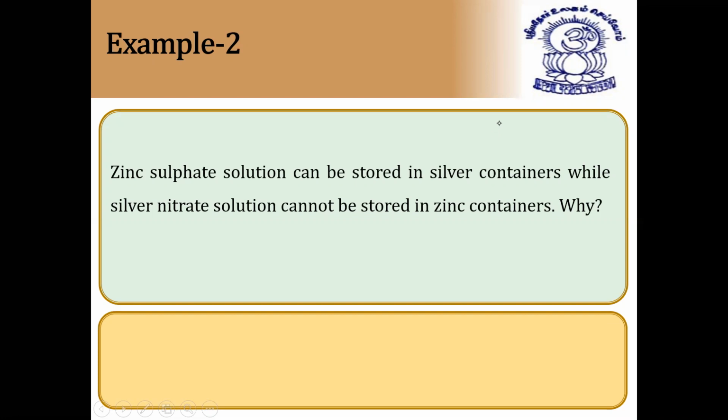Zinc sulfate solution can be stored in silver containers, while silver nitrate solution cannot be stored in zinc containers, because zinc can reduce silver nitrate to silver, but silver cannot reduce zinc sulfate to zinc. That's simple. Silver is below in the electrochemical series and zinc is above. So zinc can displace silver, but silver cannot displace zinc from its salt solution. Zinc sulfate is a salt solution. It can be easily stored in silver because silver cannot reduce zinc sulfate to zinc, whereas silver nitrate solution cannot be stored in zinc containers because zinc can reduce silver nitrate to silver. So that's why we cannot store it. I hope it is clear.